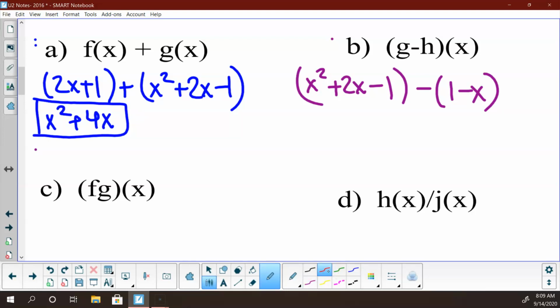I got nothing, honey. All right, so I'm going to subtract these off. Make sure when you do this, you change your signs for both of them. Okay, so I've got x squared. And then I've got 2x plus another x, so that's 3x. And then negative 1 minus another negative 1 will give me 2.